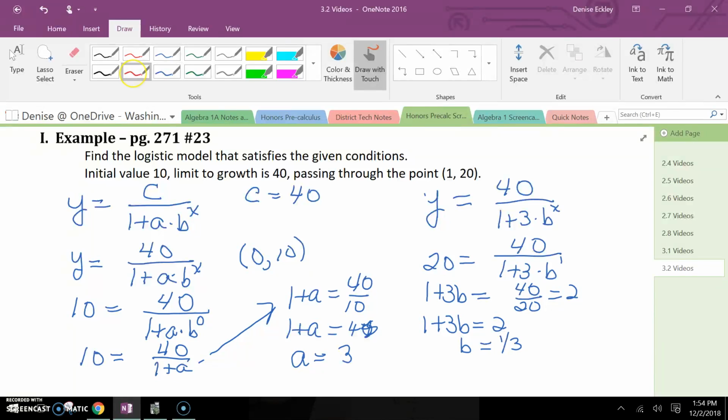So our function, now that we have a, b, and c, is going to be y equals 40 over 1 plus 3 times (1/3) to the x power. And that's our logistic function.